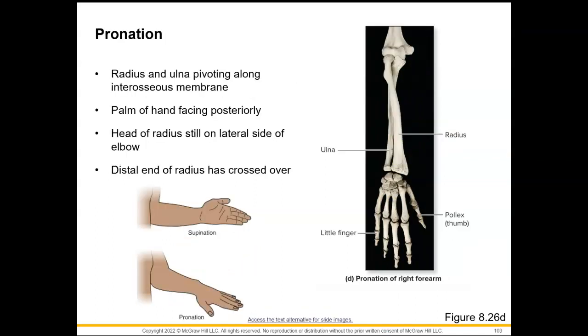In pronation, the radius and the ulna are going to be pivoting along that interosseous membrane so that the palm of our hand will be facing posteriorly, or in this instance, it's facing down because we are flexed at the elbow. Our head of the radius is still on the lateral side of the elbow, but we'll see that the distal portion of the radius has crossed over.